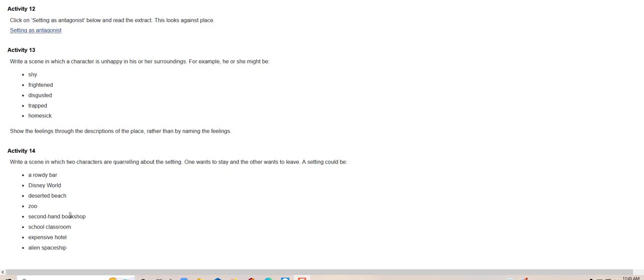And so here you can have a rowdy bar. One character says, "I don't feel safe. There's too many drunk people. We should go home right away." "No, don't worry. I'll drive you home. I'll keep you safe. Let's keep on drinking. It's Friday night, happy hour." So here you have two characters in a rowdy bar, and they're arguing about it, one wants to leave and the other wants to stay. Disney World.